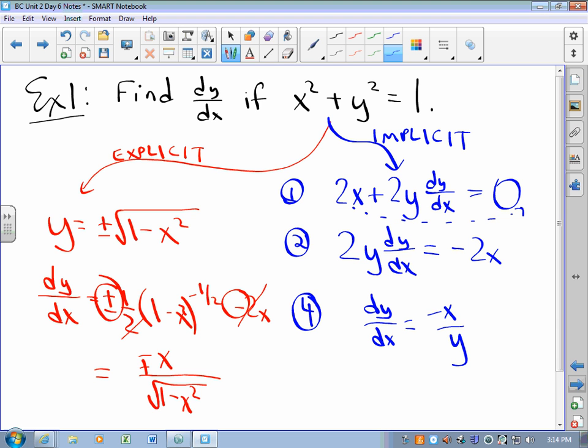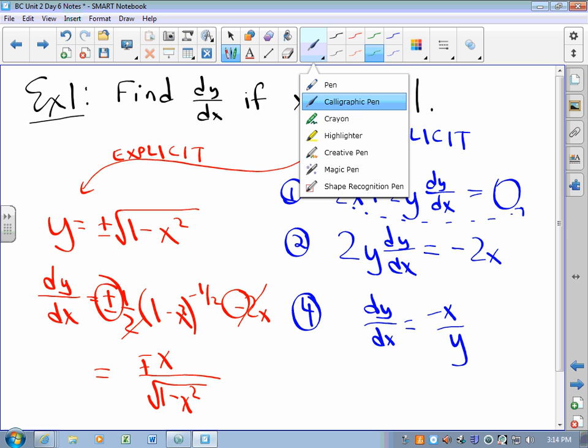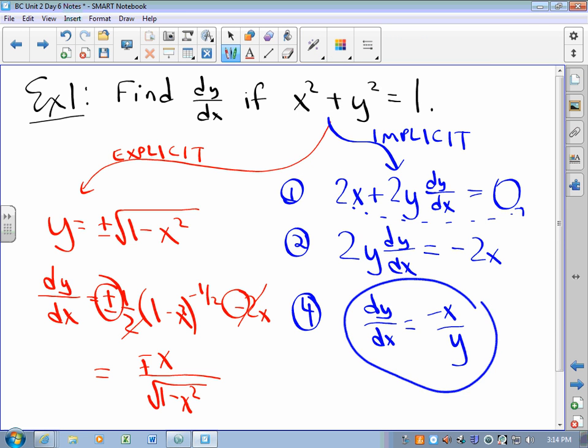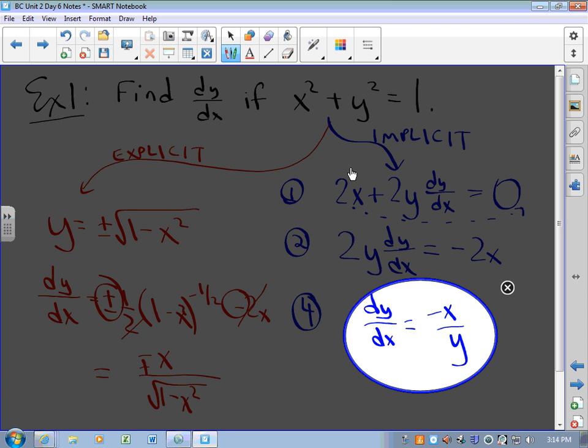We get negative x over y. So you give me any point on the unit circle, I can find the slope of the tangent line by taking the opposite of the x value and dividing by the y value. Now there's a whole bunch of you that are about to tell me, wait a minute, that is an unsatisfying result, because it has a y in it. We're not allowed to have a y in it.